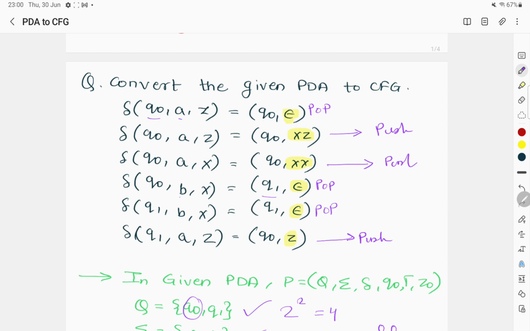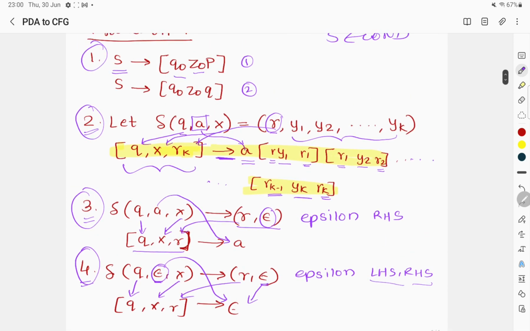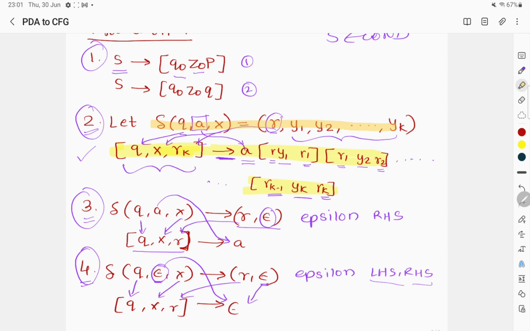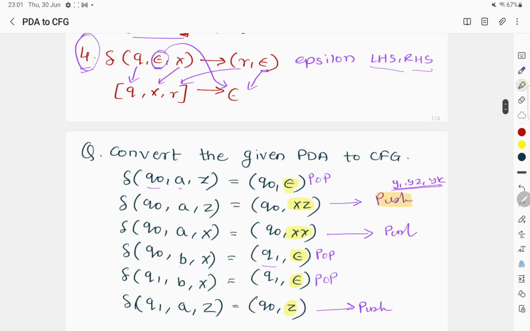Okay, so these transitions are divided into two types. Some are push type and some are pop type. So I will first write down all the transitions which are of type push. All the transitions which are of type push will be of the form Y1, Y2 till YK. Are you following this? The similar one that we have seen here in rule number 2. Y1 to YK, you can easily make out from here. So this type of rules where we have Y1 to YK, I can say they are of this push type of operations.